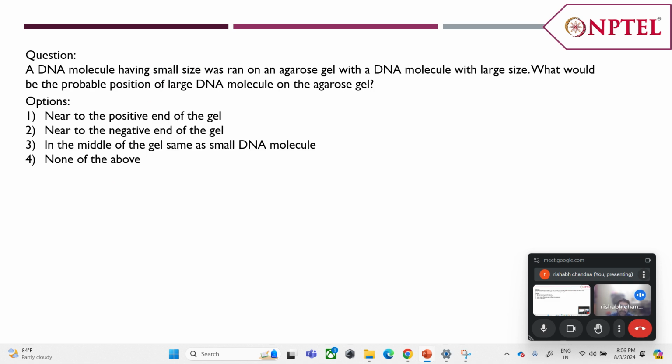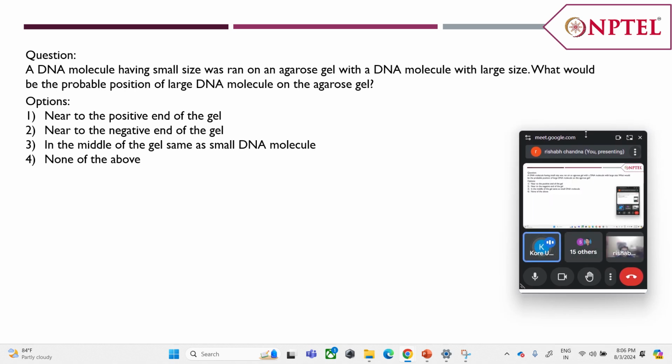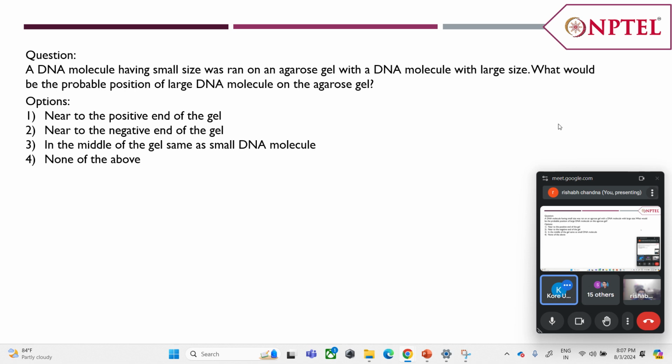A DNA molecule having small size was run on an agarose gel with a DNA molecule with large size. So the question is, what would be the probable position of the large DNA molecule on an agarose gel? Would it be near to the positive end of the gel, near to the negative end of the gel, in the middle of the gel, same as the small DNA molecule, or none of the above? Can you guess?